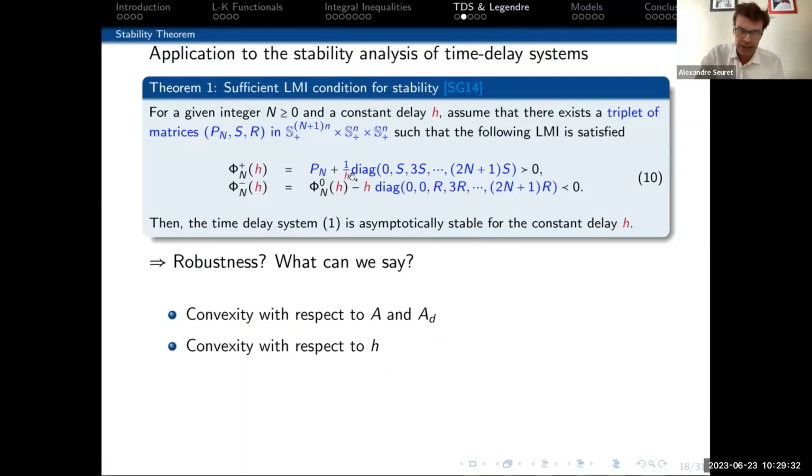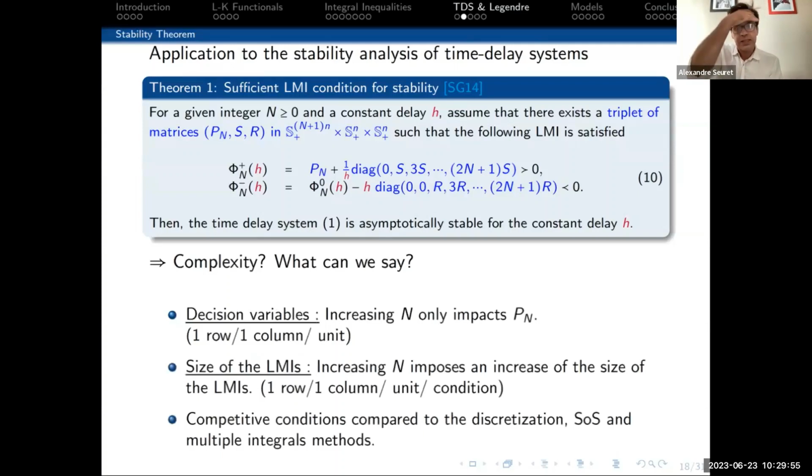Unless this term here, the other ones are convex, which means that if you have this LMI verified with the same matrices P, S, and R for two values of delay, then this means that it is valid for all values of delay between the two delays.